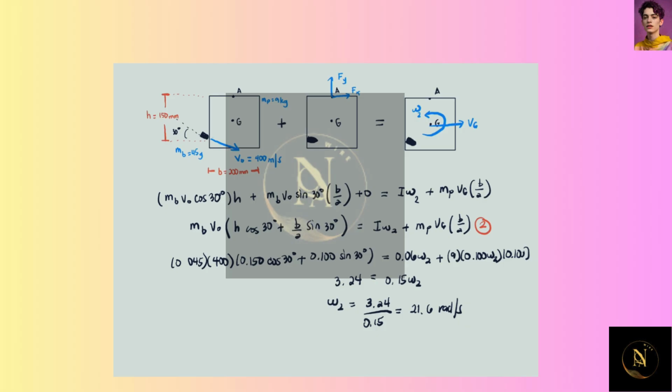So we need VG. So for letter A, this problem, so VG, we will use the equation for VG. So VG is 0.1 times omega, so that's 0.1 times 21.6 radians per second. So this is equal to 2.16 meters per second. So that's our answer for letter A.